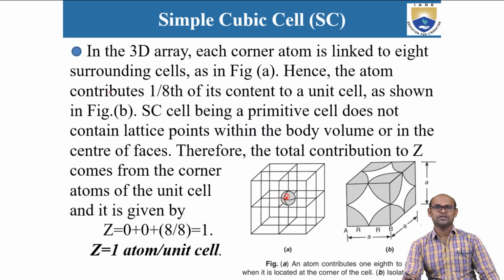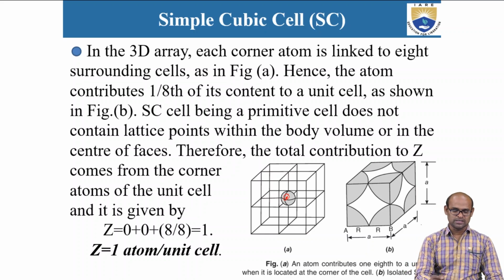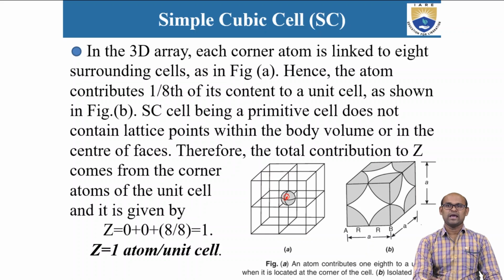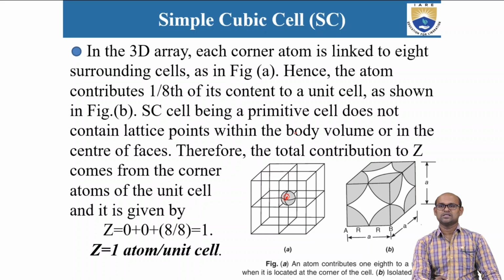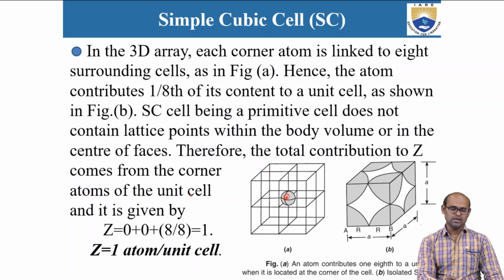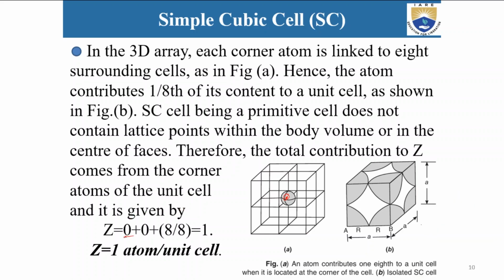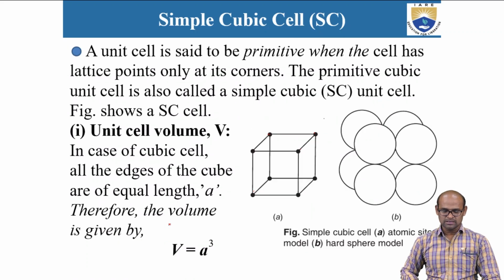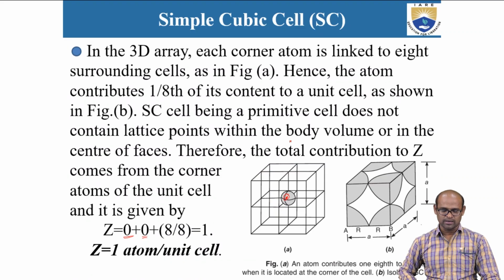So basically each atom is shared by 8 of them, right? Hence the atom contributes 1/8 of its content to a unit cell. Each unit cell has 8 neighbors, so the contribution is 1/8 to each unit cell as shown in the figure. The simple cubic unit cell, being a primitive cell, does not contain a lattice point within the body volume or in the center of faces. Therefore the total contribution comes from the corner atoms of the unit cell. So ZB, there are no body centered atoms, there are no face centered atoms. The simple cubic unit cell has only atoms at the corners.